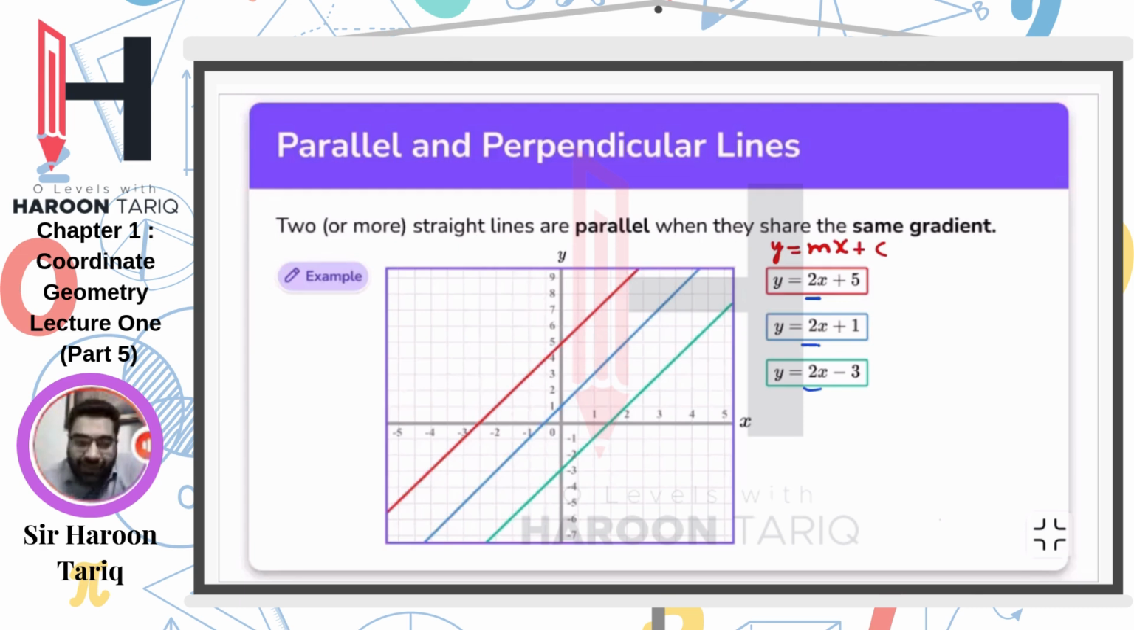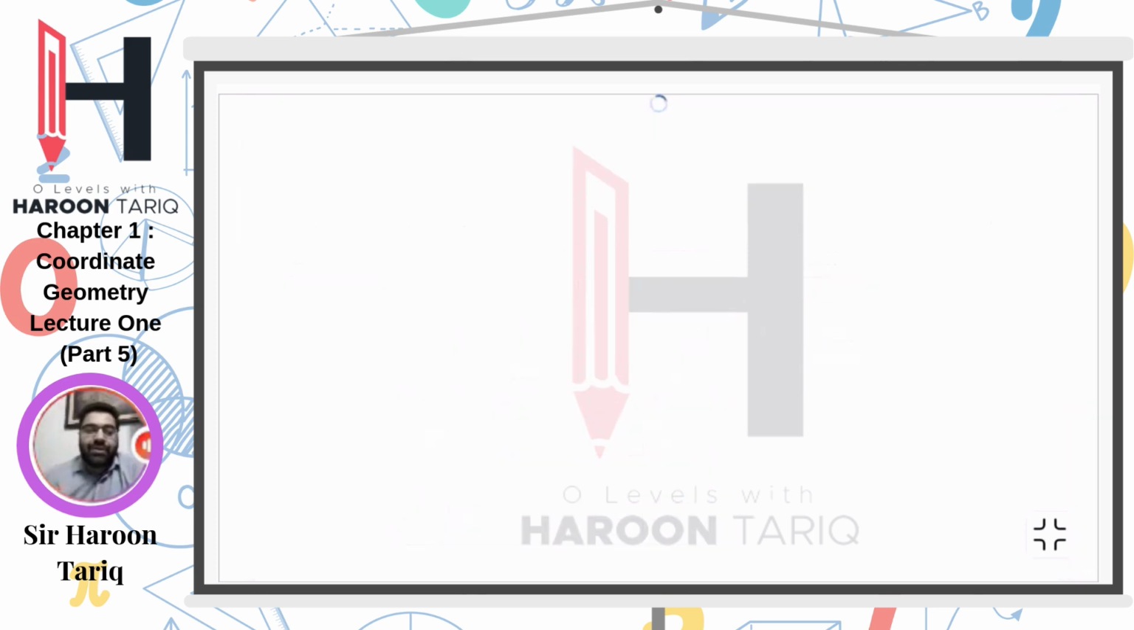But y-intercepts are different. The first line crosses the y-axis at 5. You can see plus 5 here, positive 5. The second line crosses the y-axis at plus 1. So plus 1 here. This last line crosses the y-axis at negative 3. So y-intercepts are different. But what we notice here is for parallel lines, the gradients are exactly the same. So parallel lines, same gradient.